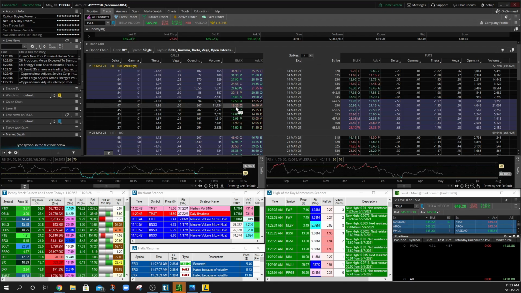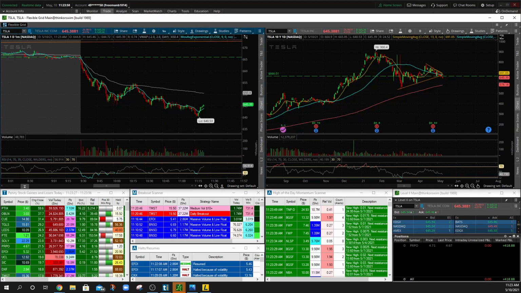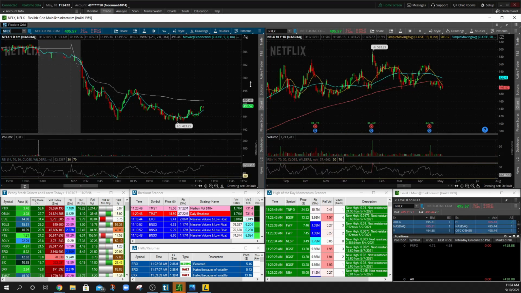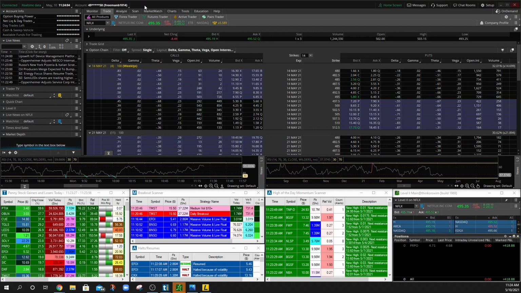Sometimes what we see on some of these expensive stocks is not only are the options expensive, but the spreads are large. I remember Tesla, when it was very volatile, the spreads were about $2 between the bid and the ask. I'm curious on Netflix. Let's see if Netflix has a large spread today.